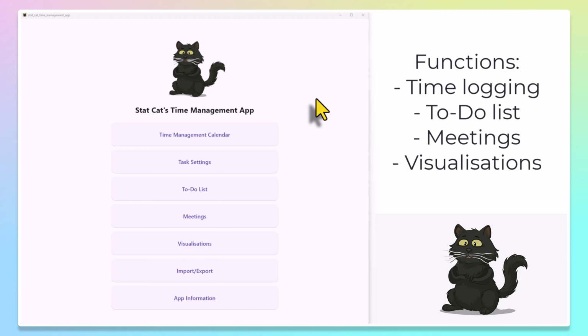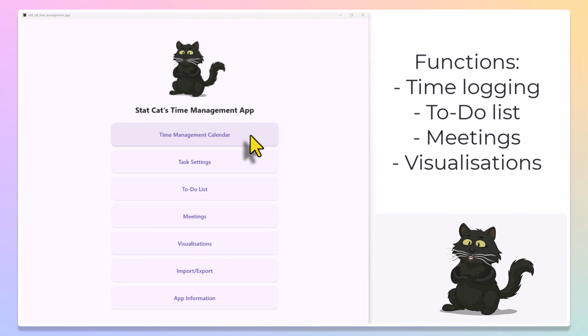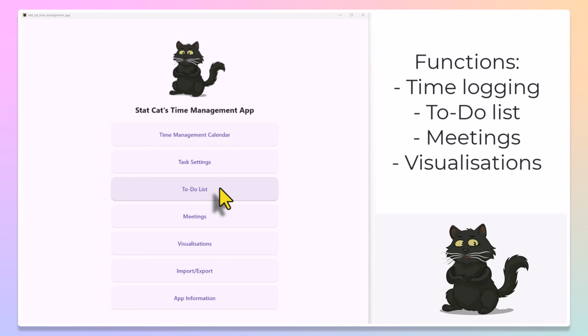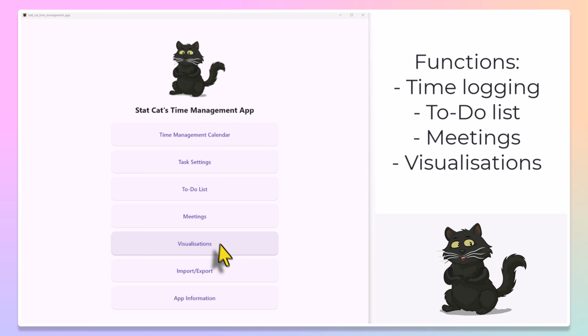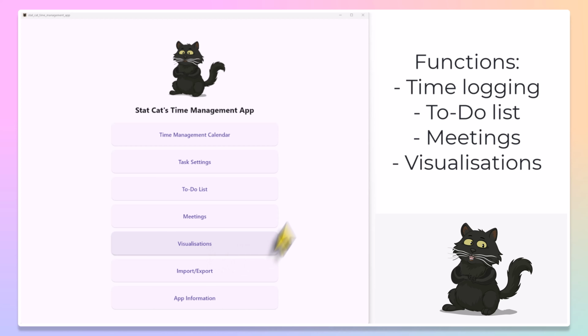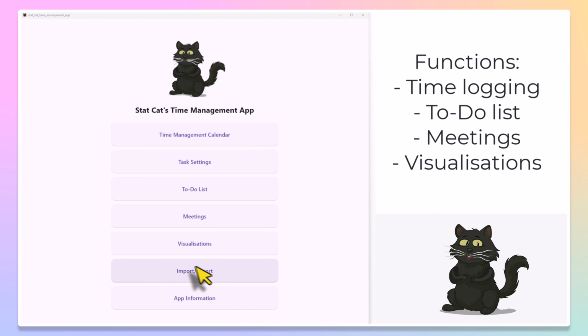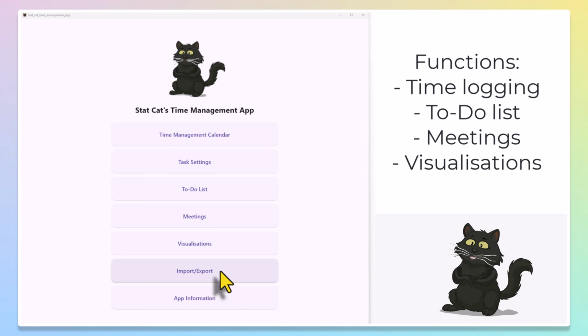Hi there. In this video, I'm going to give a brief overview of StatCat's time management app. In this app, you can log your time for your work. There's also a to-do list functionality, meetings. There's a lot of different visualization options for the time that you've logged. Import-export functionality for doing backups and also exporting CSV data files if you want to, and things like that.